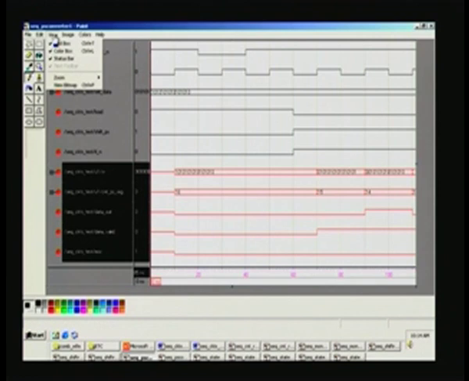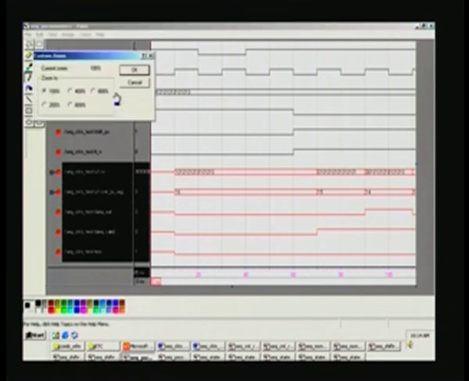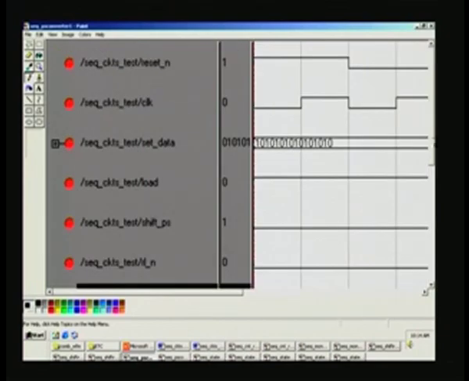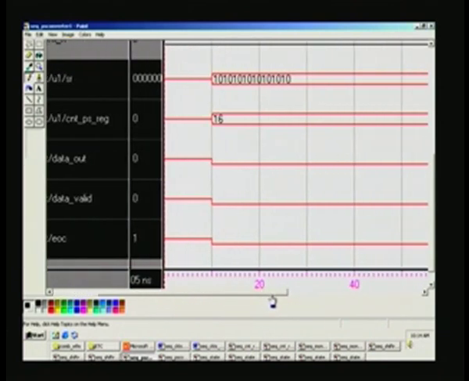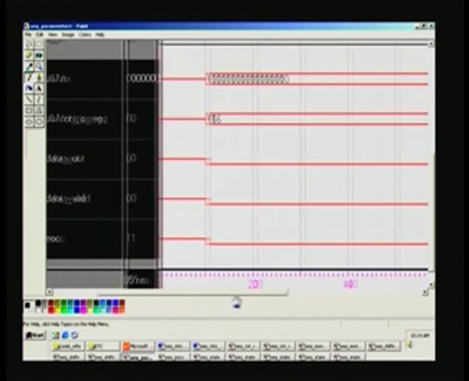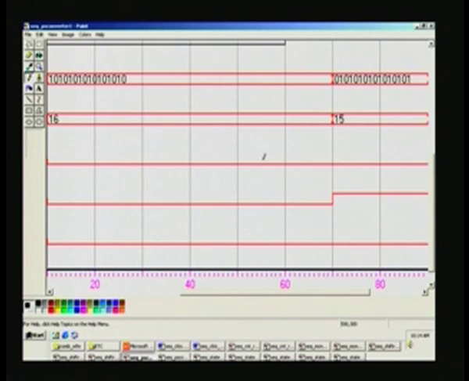Okay, I will just zoom this so that you may know. So, this is the shift register and this is the counter, this is the data out, and a data valid and end of conversion is also here. All these are 0 here, data out, data valid and end of conversion, right at the point of loading the value. So, now what is happening, remember this one is the data out and it is 0 here.